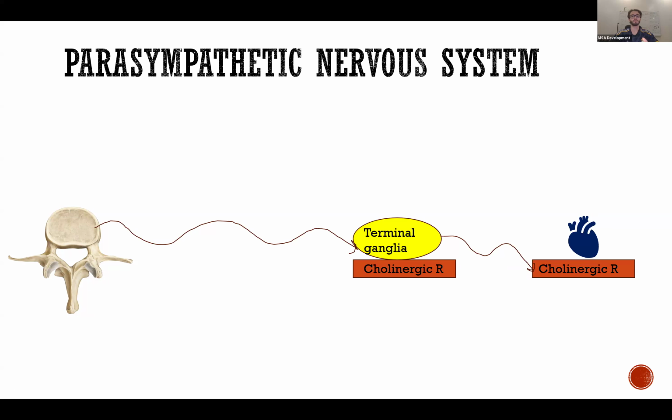We don't want norepinephrine. We don't want to excite the body in any way. Relax. We want to keep it in this relaxed state. But this is not all.